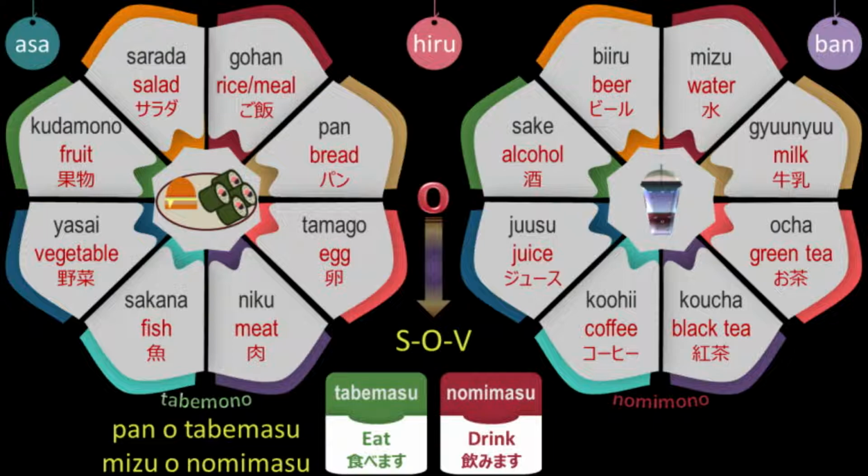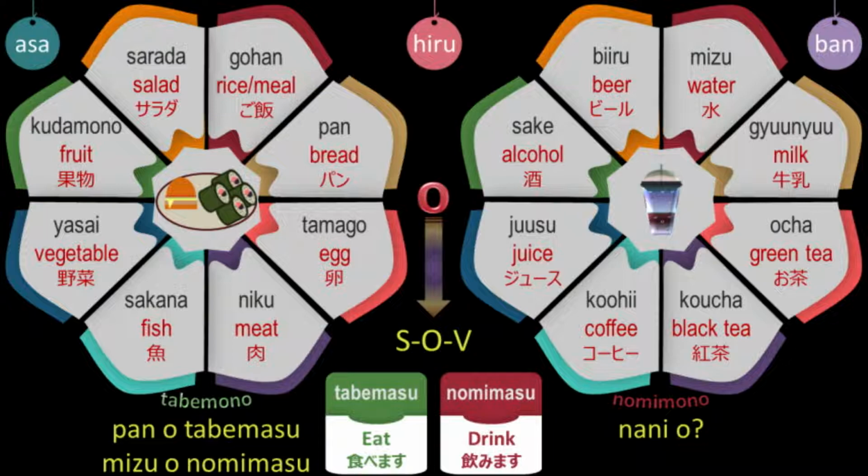Just like the word nan, which you have learned earlier, there is an interrogative word nani, which also means what. Let us add nani before the particle o. It will become nani o. We will use it before the verb nomimasu and add ka at the end with a rising intonation. So the question will be nani o nomimasu ka? It means what would you like to drink? On similar lines, if I ask nani o tabemasu ka, then it means what would you like to eat?